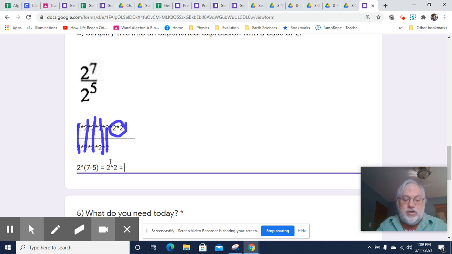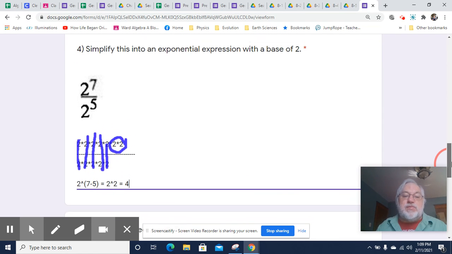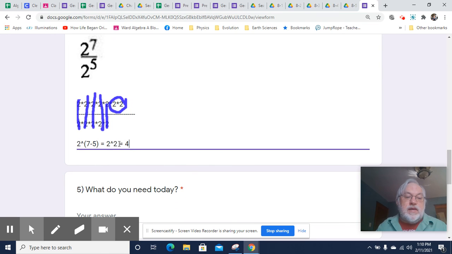And if you felt like it, you could go on to say 4, but I didn't ask you to do that. I just asked you to put it as an exponential expression with a base of 2, and that right there is it. I hope that helped.